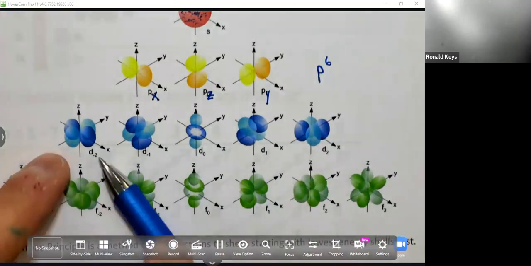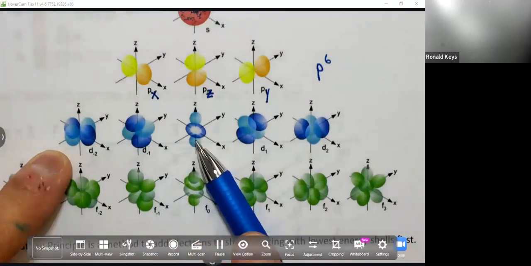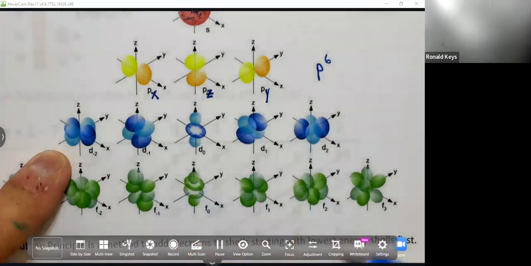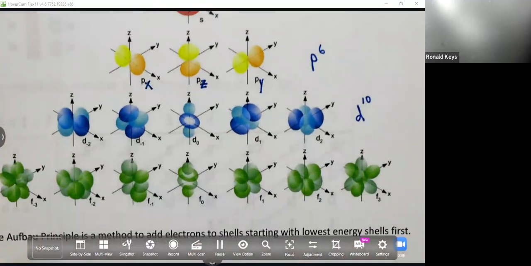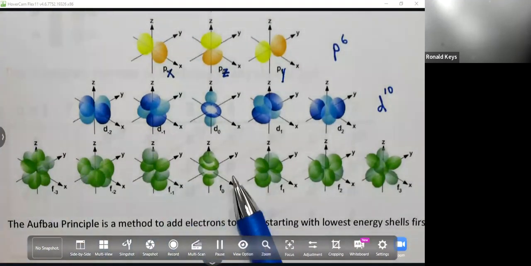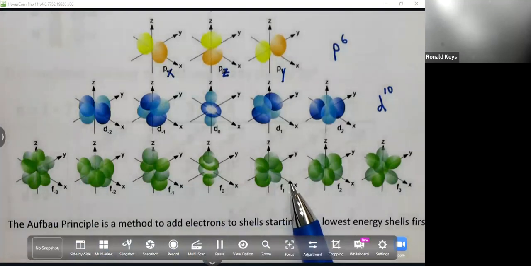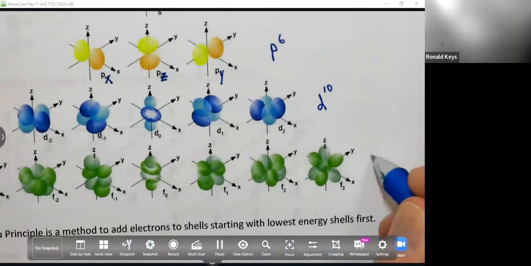But if I can put 2 electrons in each orbital, what's the maximum electrons that can go on these blue D's? 10, right? If I can put 2 electrons in each. Then we get these F-shaped orbitals. How many different F orbitals do I have? 7. If I can put 2 electrons in each of these orbitals, what's the total number of F electrons I can have? 14.